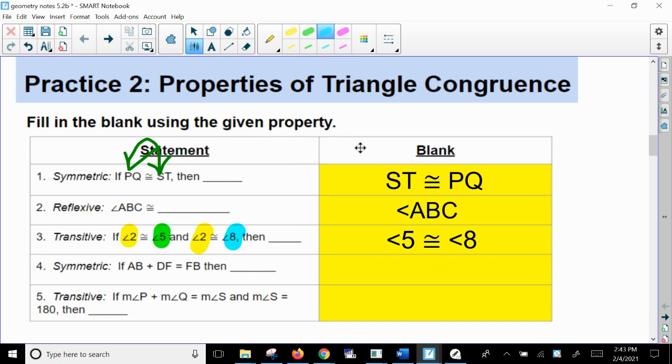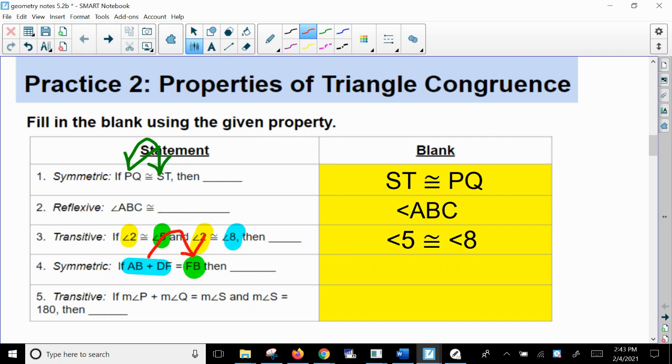Symmetric, that's a flip. Remember, you flip around the equal sign. You don't flip around any plus signs or nothing like that. AB plus DF is equal to FB. So do the flip.